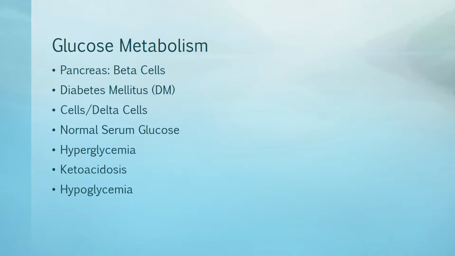Then we have the alpha cells. These cells produce the hormone called glucagon. This one stimulates the breakdown of glycogen in the liver. I have a hard time pronouncing that. The formation of glucose. This one is decreased glucose oxidation, and it increases blood glucose levels. If you remember, it further breaks down to two.